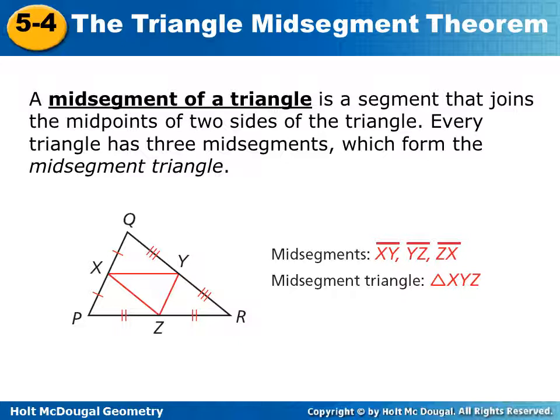Every triangle has three midsegments, which form the midsegment triangle, which is shown with X, Y, Z. So the midsegments are XY, YZ, and XZ. And the midsegment triangle is triangle XYZ.